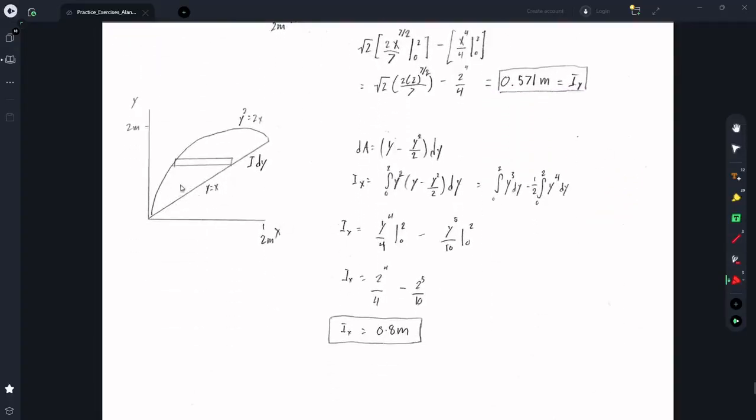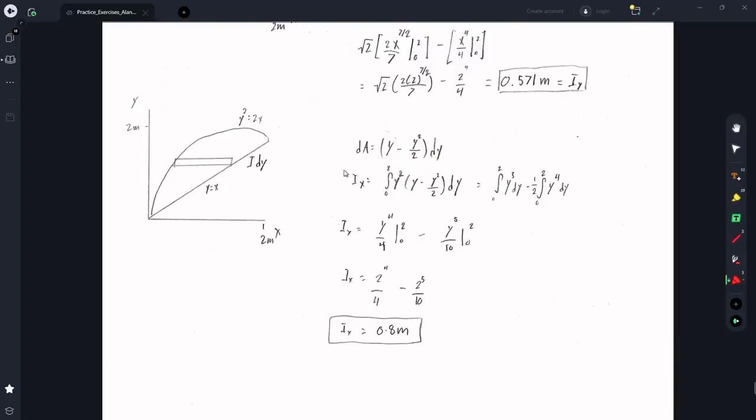So for the x-axis, we have to get another differential area, this time parallel to the x-axis. And this one, the subtraction is going to be the other way around. Because it's on the x-axis, this one is larger than this one. So it's going to be right minus left, or y minus... solving this for y, we get y squared over 2. Or sorry, solving for x, we get y squared over 2.